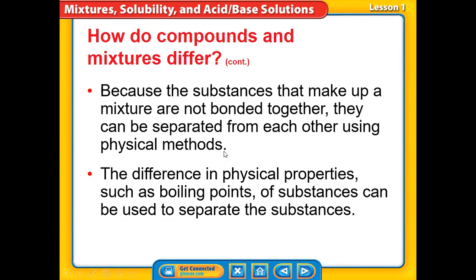Another example: if we give you a mixture of iron filings, that means iron powder, and some sand, could you separate it?